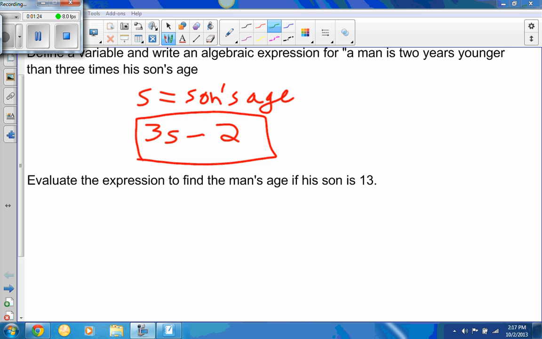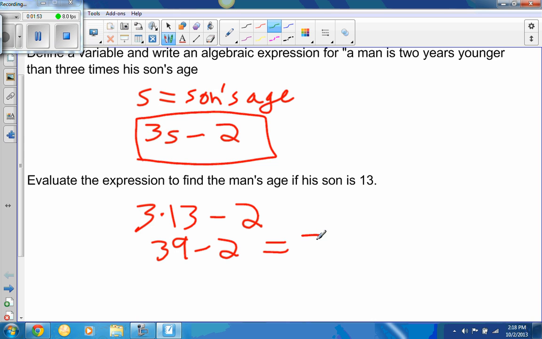So now we're going to continue on with this same example, but now we're going to evaluate that expression we just made, the 3S minus 2. We're going to evaluate it to find the man's age if his son is 13. So I'm going to substitute my 13 in. So 3 times 13 minus 2. Order of operations, I have to multiply first. So 3 times 13 is 39. 39 minus 2 is 37 years old. Remember, we always have to label stuff. So he'd be 37.